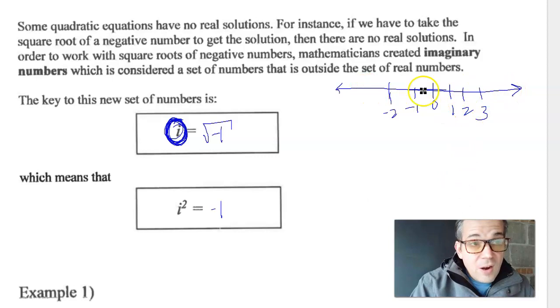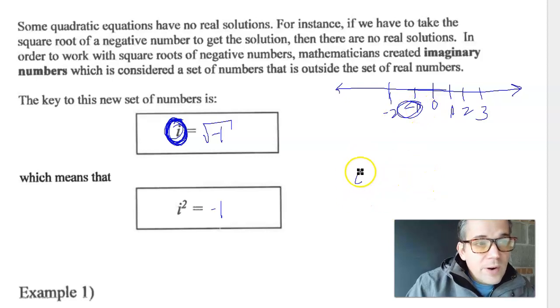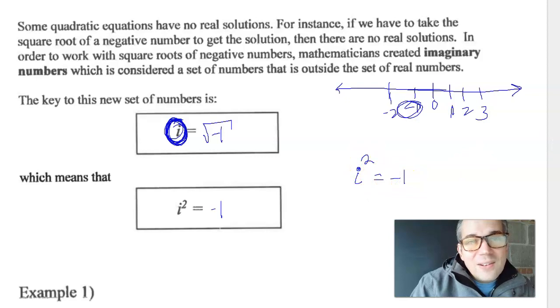Weird. Nothing on here will do that. 1 times 1 will not give you -1. -1 times -1 will not give you -1. This weird number that I'm going to call i, when squared, does give us -1. Here's how we're going to use it, though.